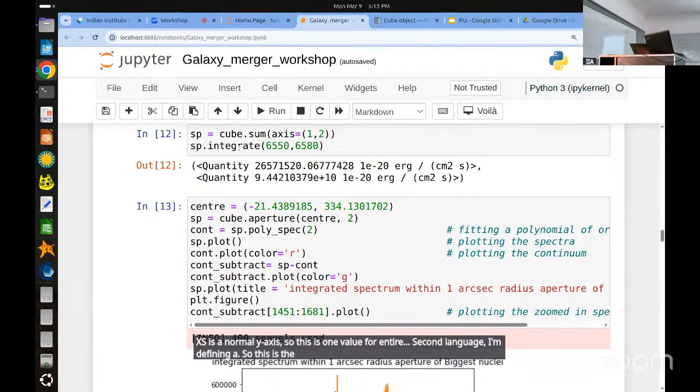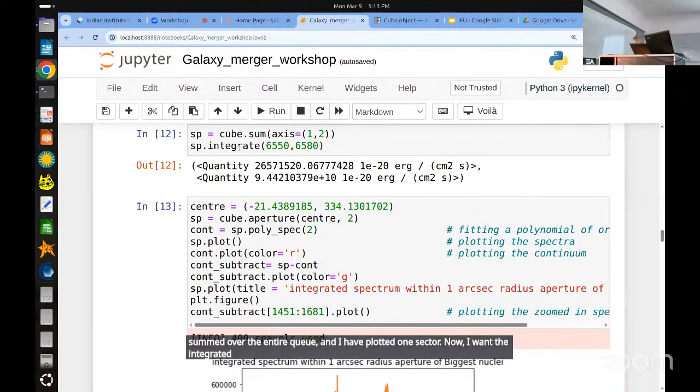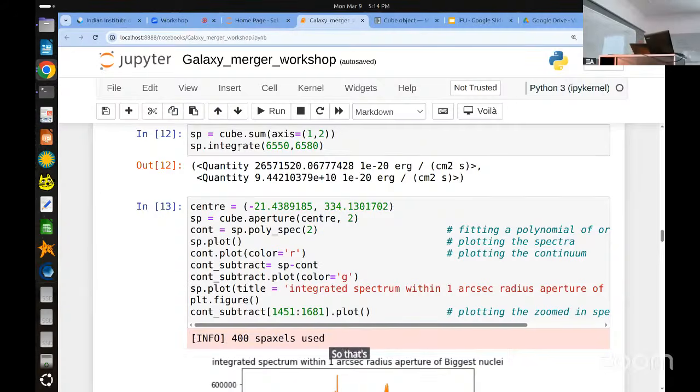So what I am doing in the first case, I have summed over the entire cube and plotted one spectrum. Now I want the integrated flux value within a certain wavelength range. So SP dot integrate does that. Whenever SP comes, it is for the spectrum. Whenever image or cube comes, it's for the image. So that's how spectra is defined as SP.